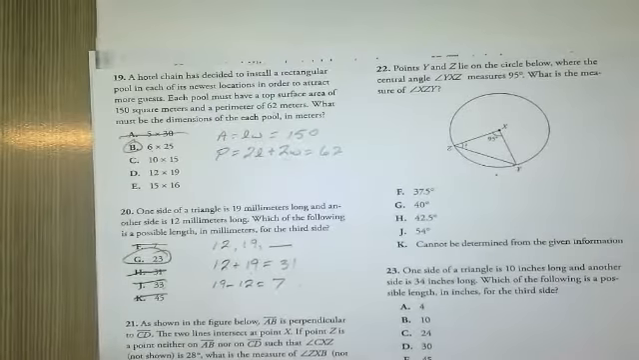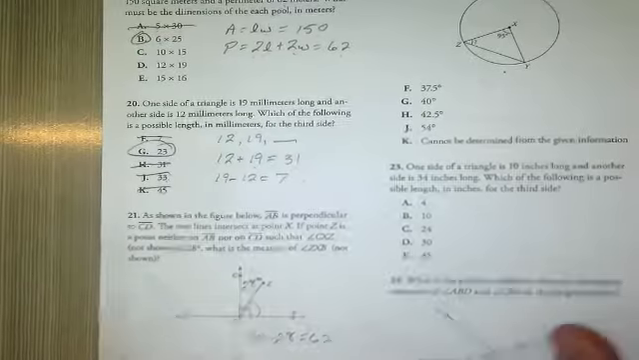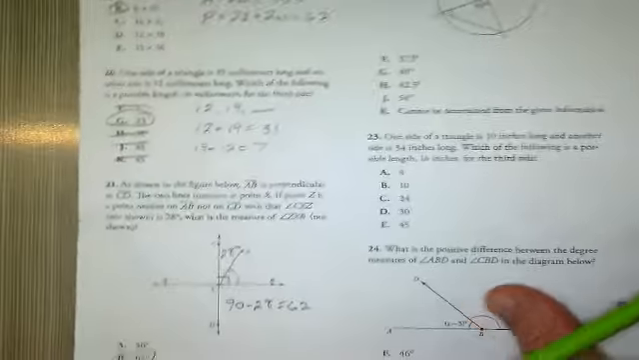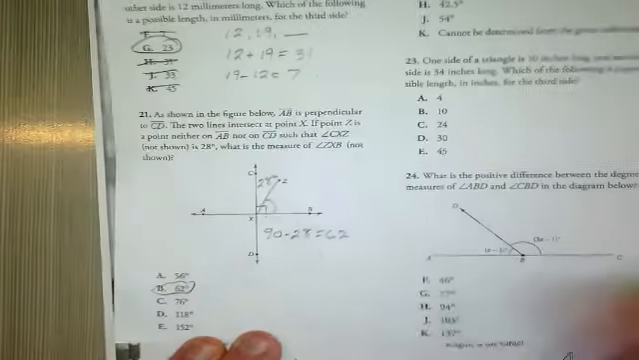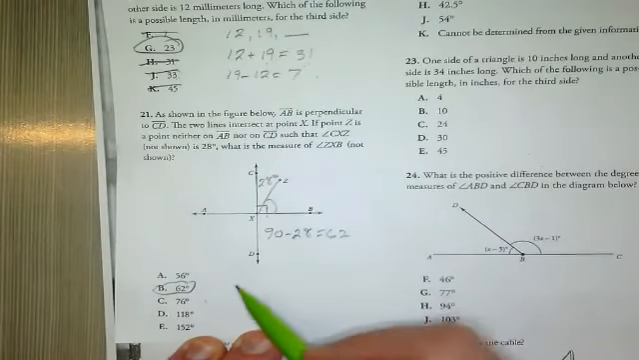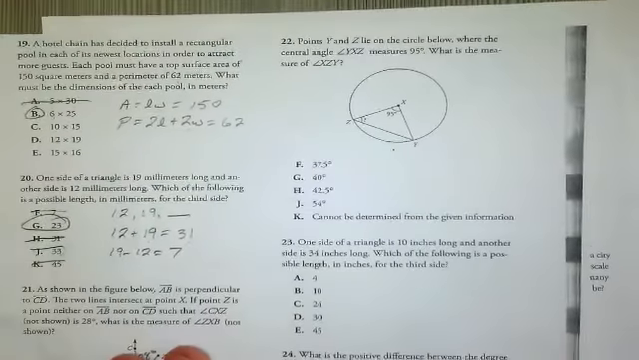I'm running out of camera space here, sorry. There we go. So 90 minus 28 is 62 degrees. That answer is B. All of them have been the second answers so far. That's kind of funny. Okay, so number 22 up here.